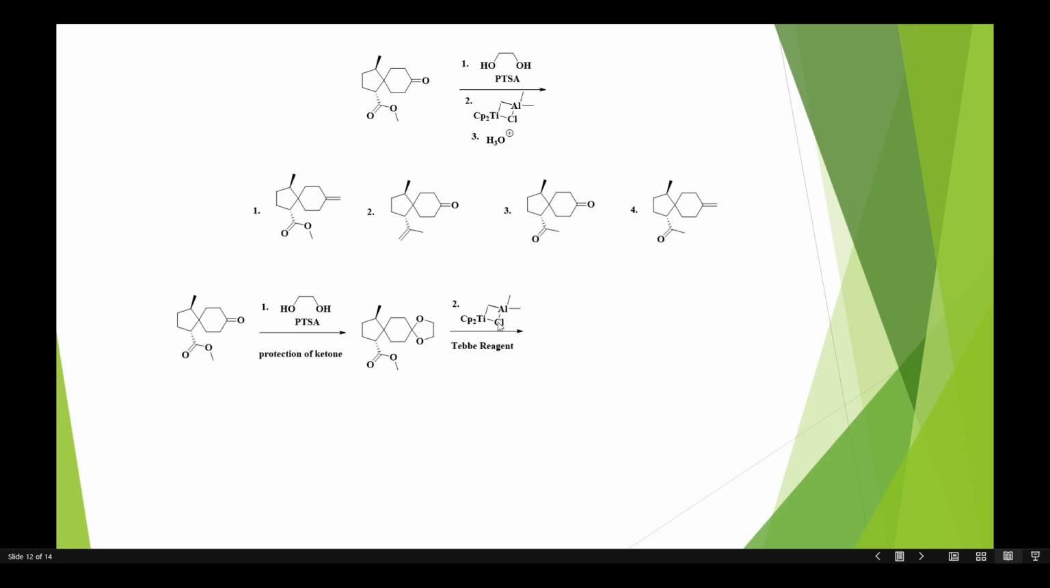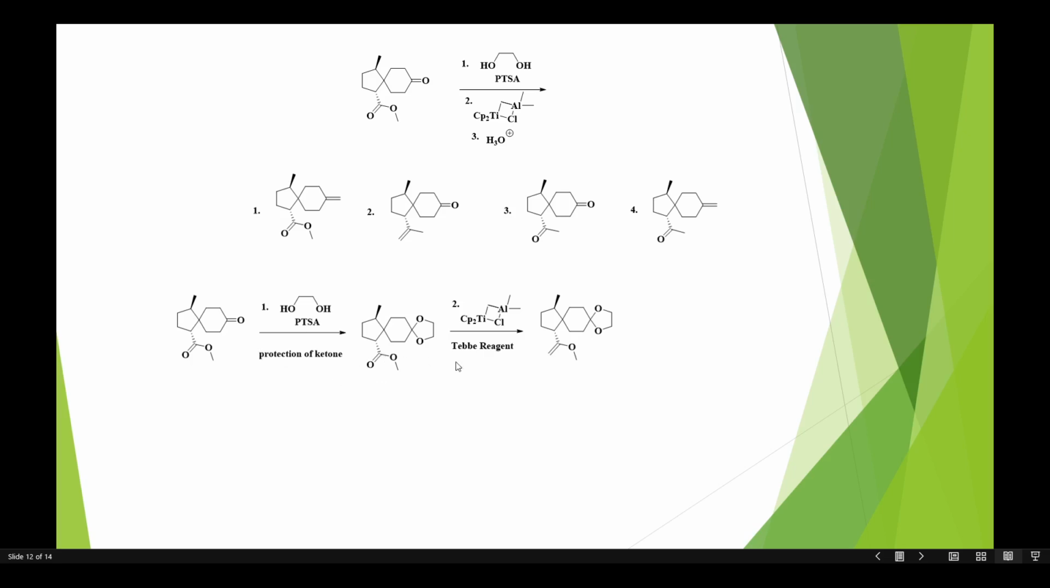In this particular case we don't have the keto group, because in the first case we have protected it. Then what will actually happen is that you will get the corresponding alkene from this ester, and you will get an enol ether.